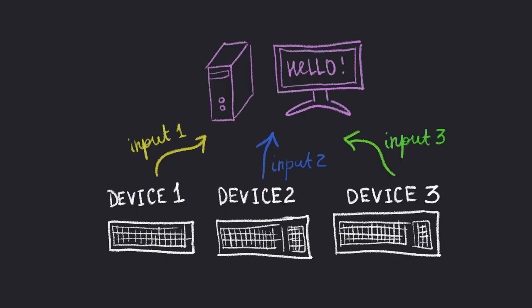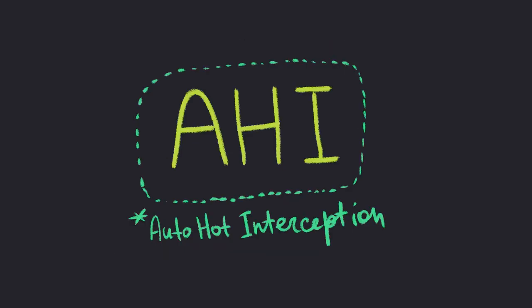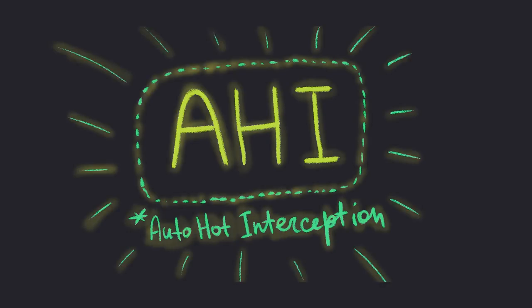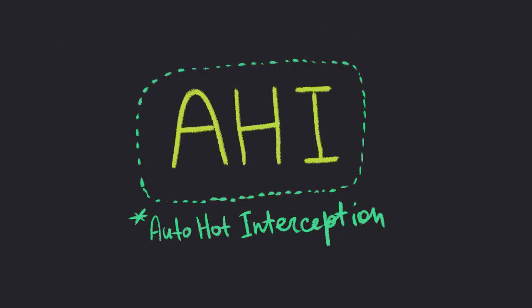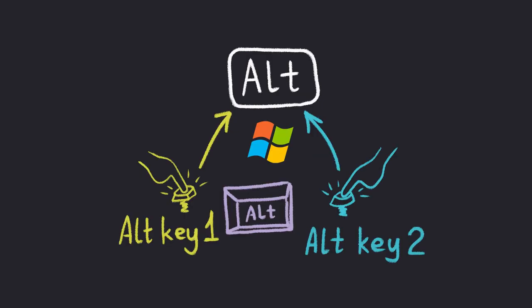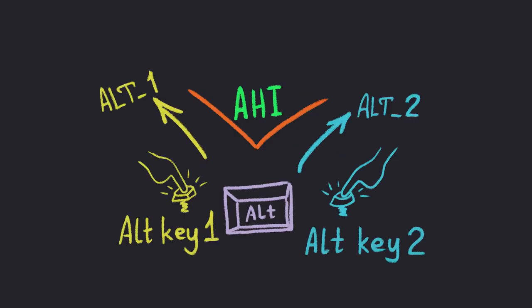However, if you want to send the input from several devices separately, which is the main focus of this video, you will need to set up AHI or AutoHot Interception. Simply put, AHI is based on a driver that allows you to intercept any input coming into your computer, and it is the thing that will allow us to differentiate our keyboards. Now let's get down to business.